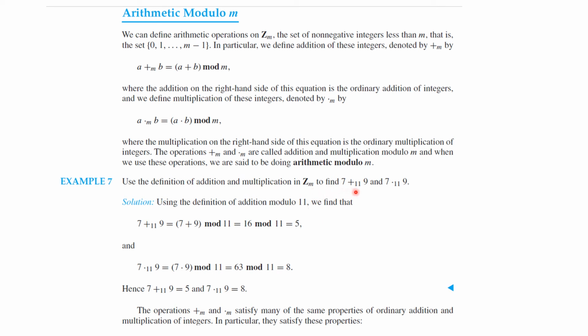To find 7 plus 9 added together in mod 11, well, that's going to be 16, which is congruent to 5 mod 11, and 7 times 9 is 63, and 63 is equivalent to 8 mod 11. So the answers are 5 and 8. These operations satisfy many of the same properties of ordinary addition and multiplication, but you have to be careful with cancellation and exponentiation and sometimes other things.